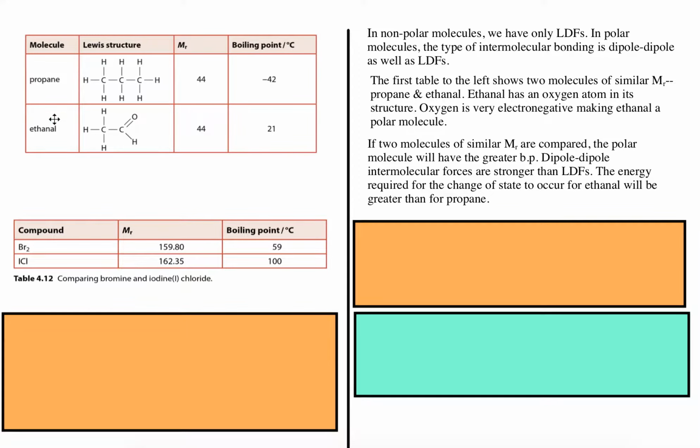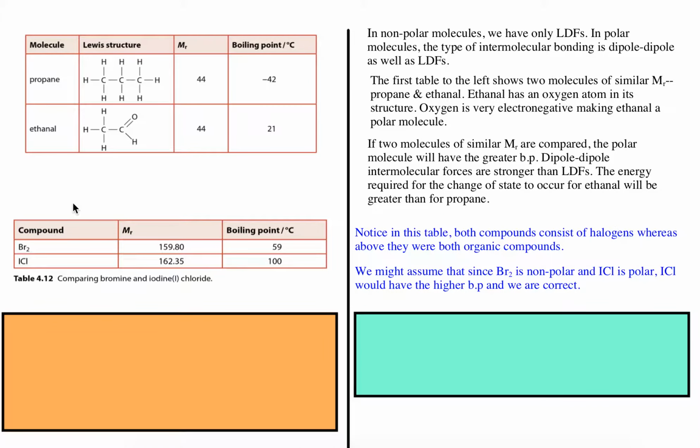We could absolutely not compare ethanol and bromine. Ethanol is an organic compound with a molecular mass of 44, bromine an inorganic compound with a very high molecular mass. It's not possible, all things considered equal between the comparisons. We might assume that since bromine is nonpolar and ICl is polar, iodine chloride would have the higher boiling point, and we are indeed correct.